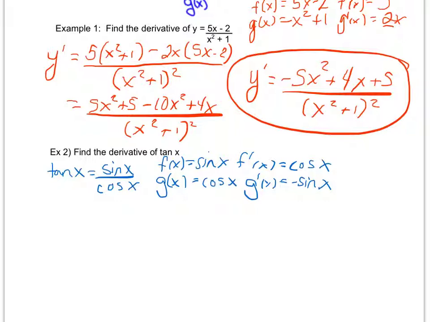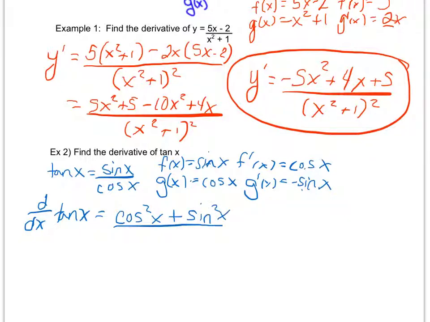So the derivative of tangent of x is going to be equal to the derivative of the first times the second. So I have cosine of x times cosine of x, which is cosine squared x, minus the derivative of the second times the first. So I have minus negative sine x times sine x. That's going to be a negative sine squared x, so that becomes plus sine squared x, all over my second function squared, so all over cosine squared.